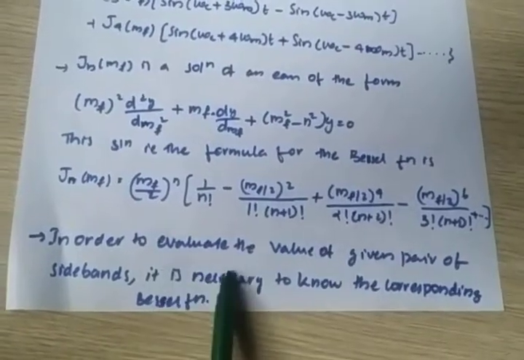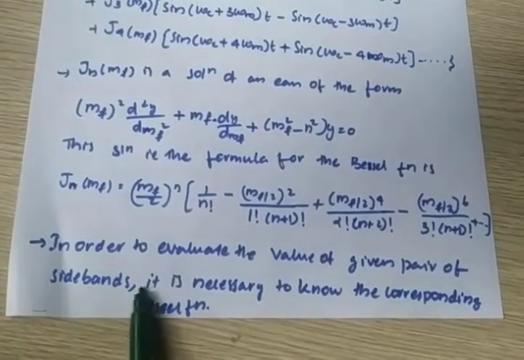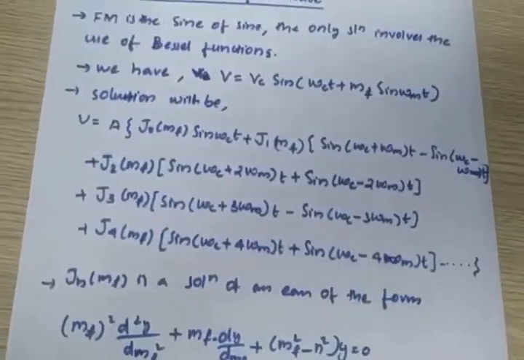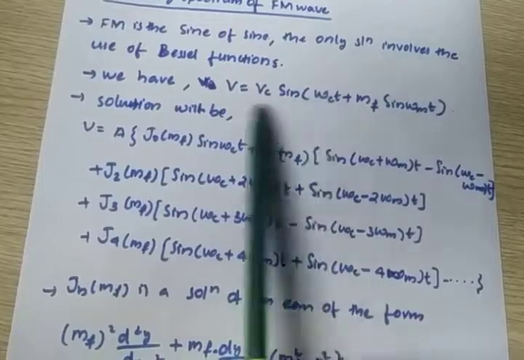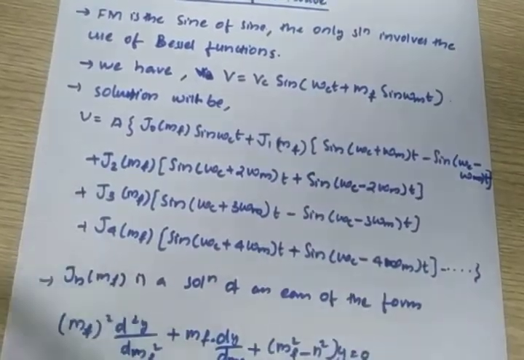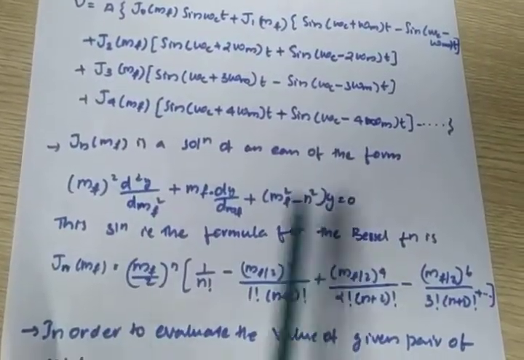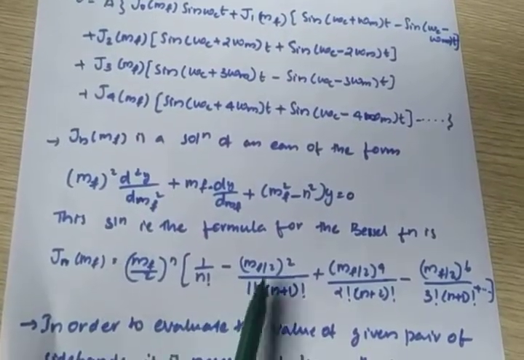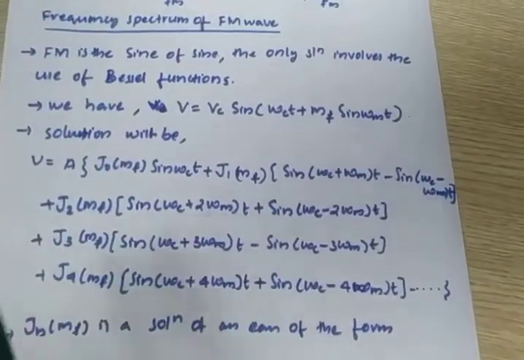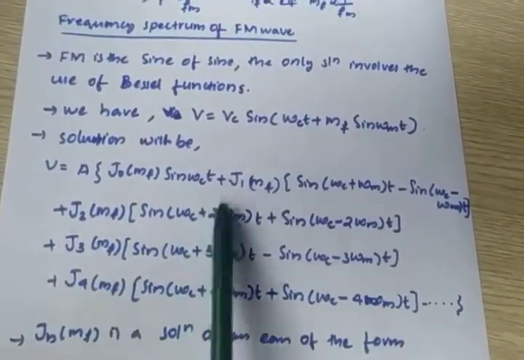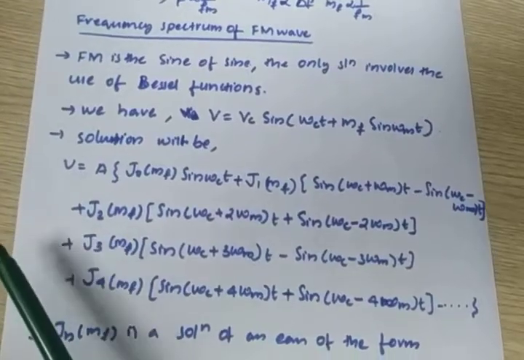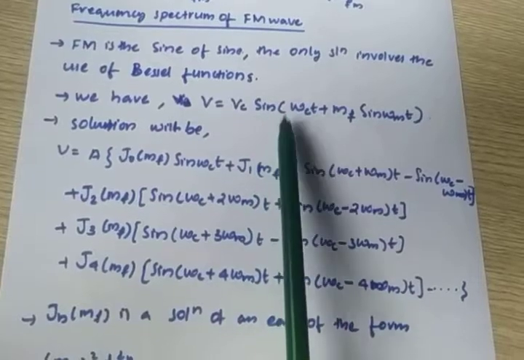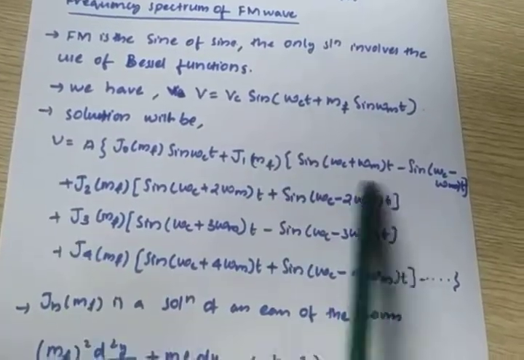In order to evaluate the value of a given pair of sidebands, it is necessary to know the corresponding Bessel function. This equation can be solved with the help of the Bessel function. This is the standard form, and the Bessel function can be obtained for this kind of equation. By doing some mathematical calculation, we obtain this general solution. The sine of sine equation is solved with the help of the Bessel function, and it looks like this.